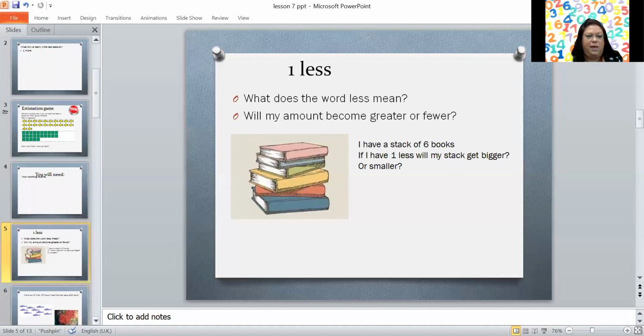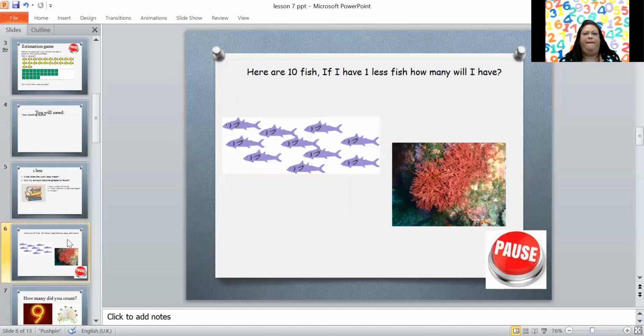Let's move on and see if we can have a bit of a practice. So here are 10 fish. If I have one less fish, how many fish will I have? So pause the button if you want to have a count up. Use your counting objects. So instead of 10 fish, maybe you've now got 10 pieces of pasta on the floor. Or maybe you've got 10 Lego bricks or 10 little bits of paper. Arrange them on your floor or your table, wherever you're working. Count them, and then we're going to make it so we've got one less. And remember, one less means we're going to take one away or hide one or cover one over.